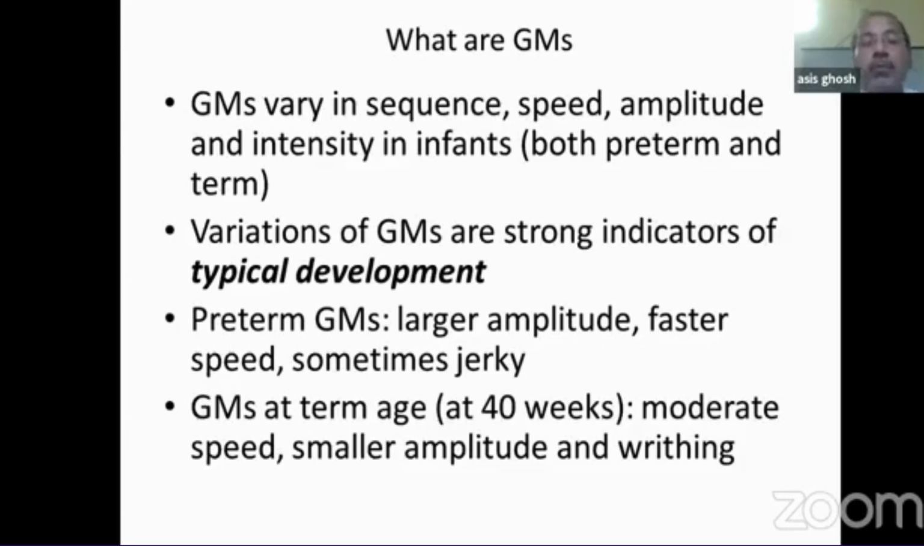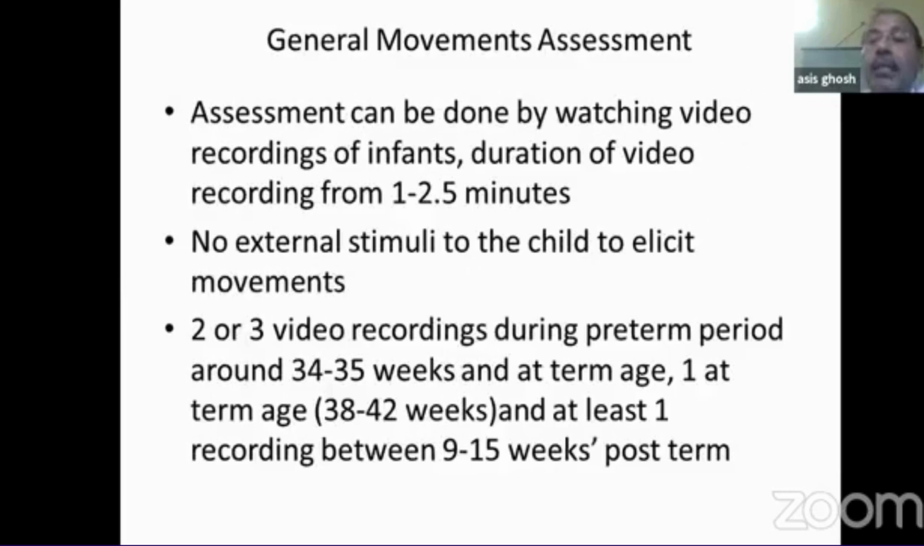So preterm GMs are mostly of larger amplitude, faster speed, sometimes jerky. GMs at term age, at 40 weeks, are of moderate speed, smaller amplitude, and writhing.